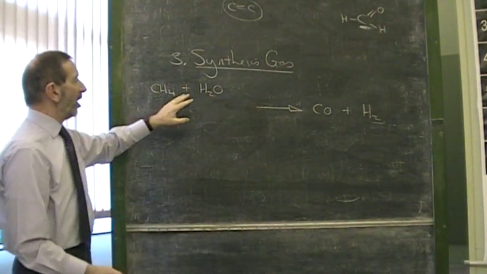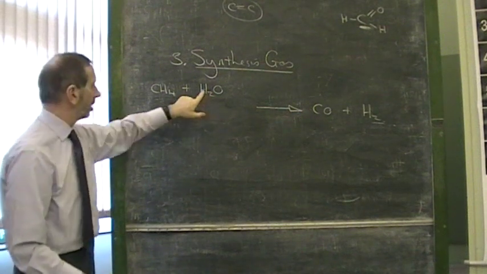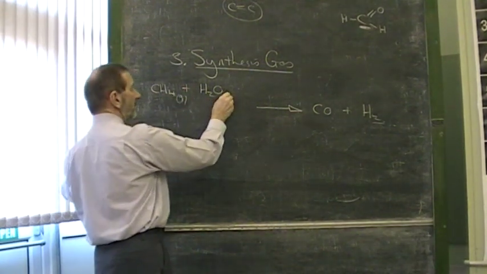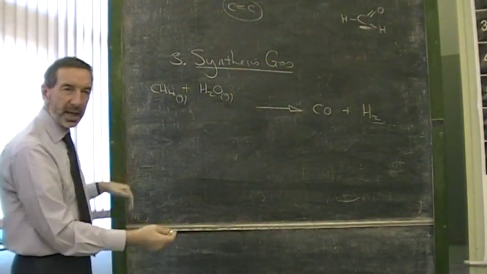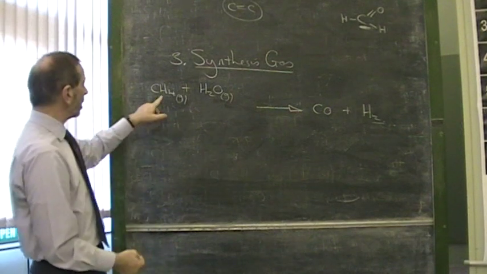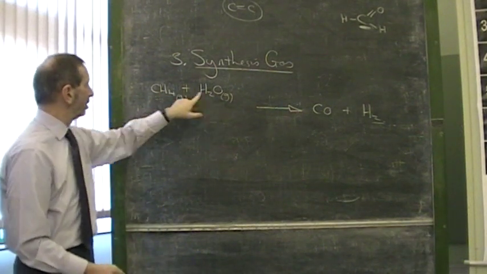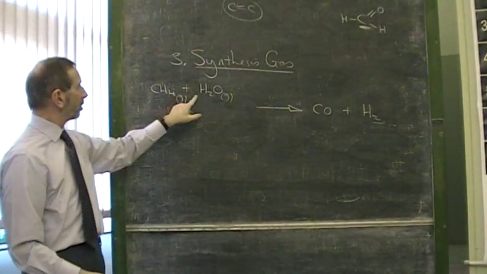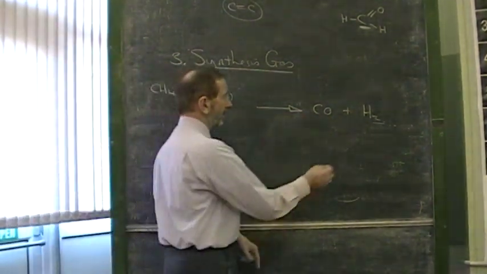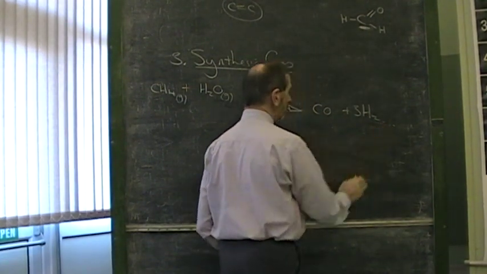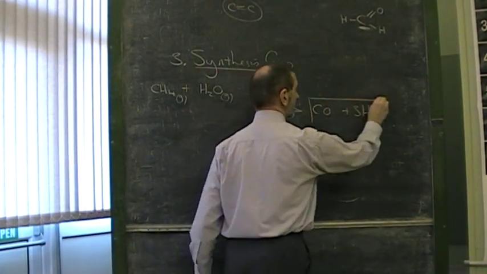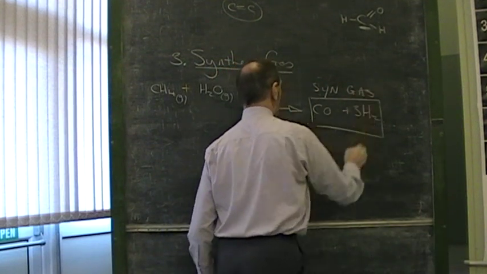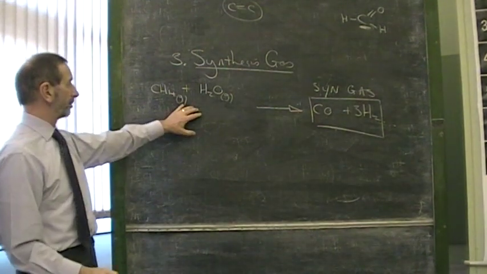This would be called the steam reforming of methane. Let's go over that. This is methane gas, this is steam. And the reforming implies a rearrangement of atoms. If you look at this, the carbon and oxygen join together to form carbon monoxide, and the 4 plus 2, the 6 hydrogens, end up producing 3 times H2. There it is. We can make synthesis gas, sometimes called syngas, by this steam reforming process.